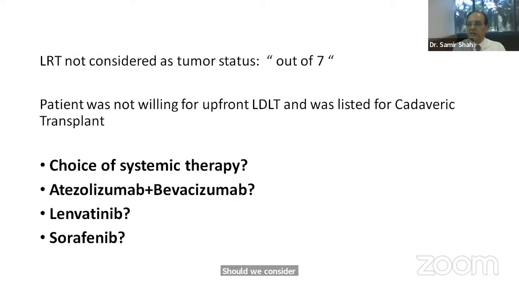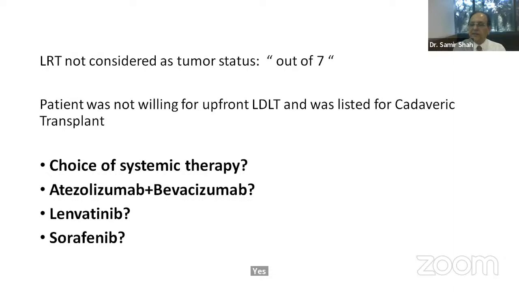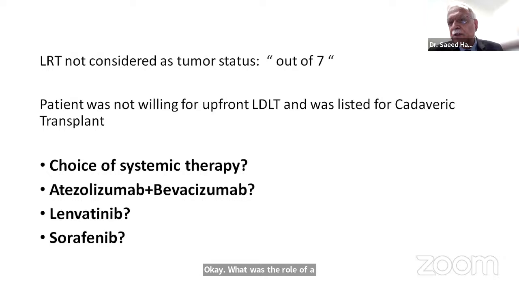Syed, would you like to start off and then ask the rest of the people to give their comments also? Right. So just a couple of points for clarification, Samir. Were both lesions LI-RADS 5? You said one was, so both lesions LI-RADS 5, right? Yes. Okay. What was the role of a PET scan if both were LI-RADS 5 lesions? Were you worried about metastases or was it something else?